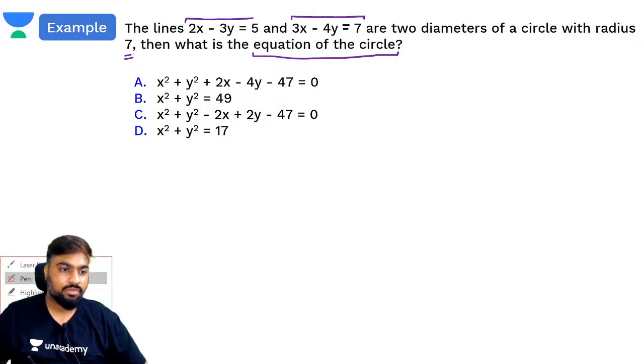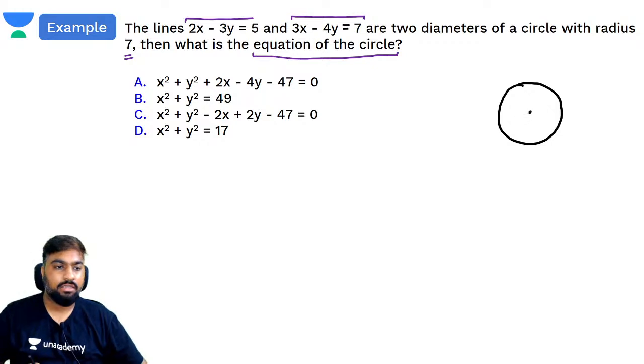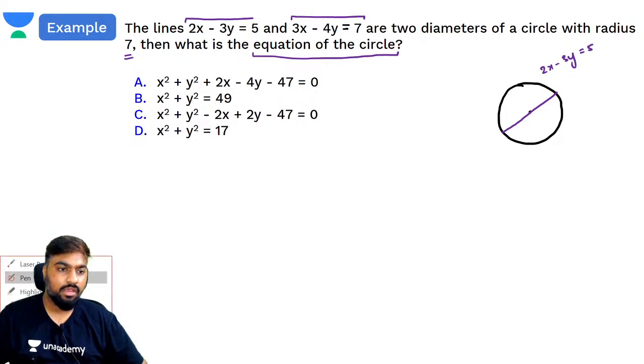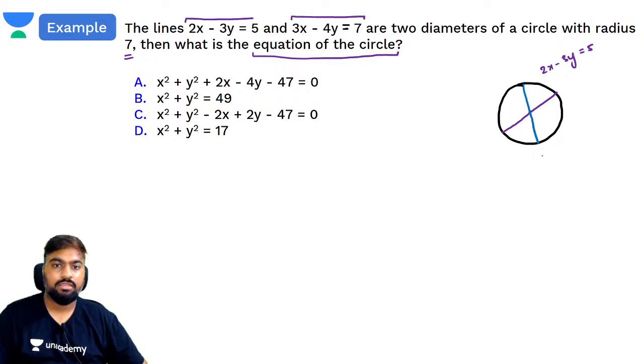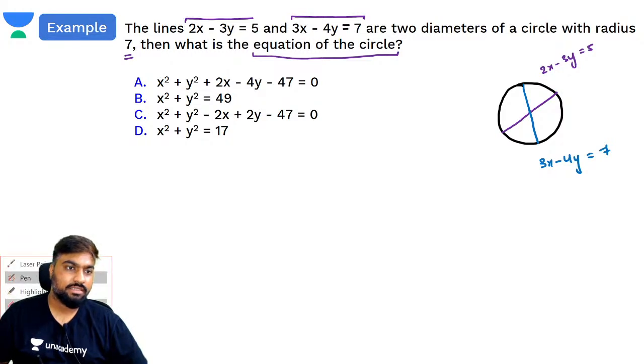If you want I can draw the diagram so that you understand. This is a circle. This is the center. They're saying one of the lines is a diameter, let's say 2x minus 3y equal to 5. Another one is this, let's say this is 3x minus 4y equal to 7. And they have given the radius to be 7 units.